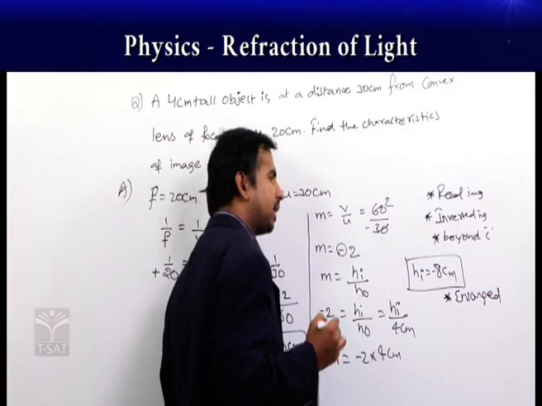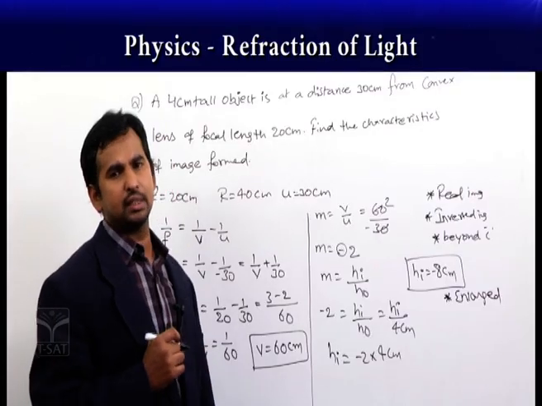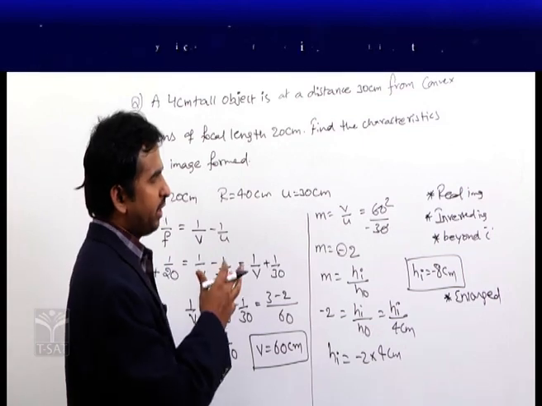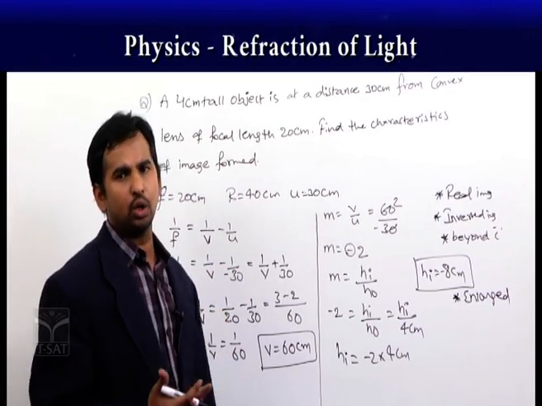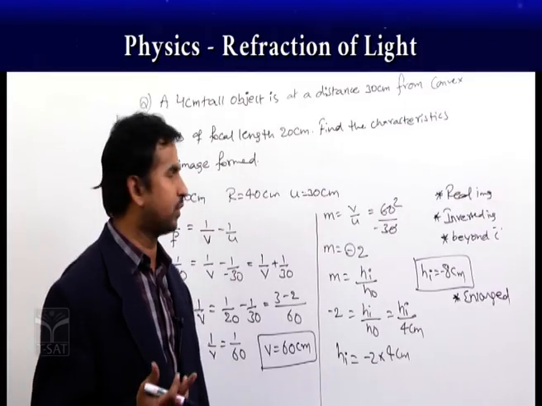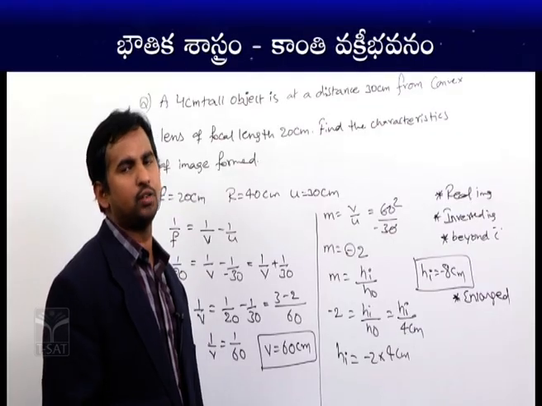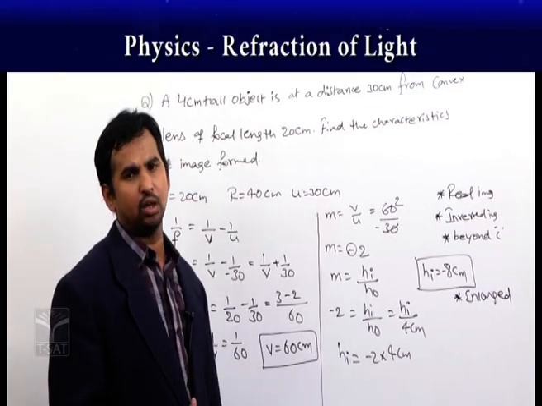These are the image characteristics we got when the object is placed at 30 centimeters before the lens having a focal length of 20 centimeters. It is forming a real, inverted image, and the position of the image formed is beyond the center of curvature, which is more than 40 centimeters. And not only that, the image formed is an enlarged image.